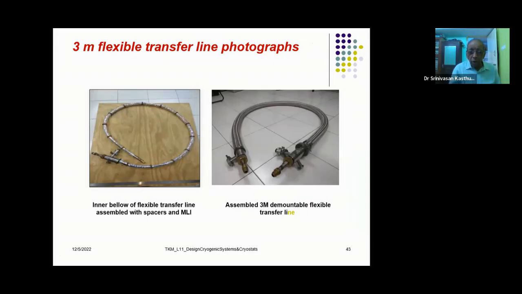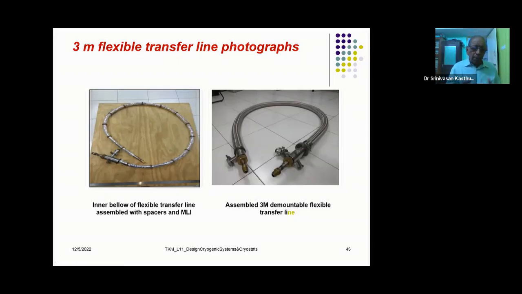I am showing you the photograph of a 3-meter long flexible transfer line, which has been fabricated at IISc, and a student has been able to complete his PhD work on this one. So this, for example, is the inner bellow line, and you see certain ring-like things on the body of this. They are nothing but spacers.